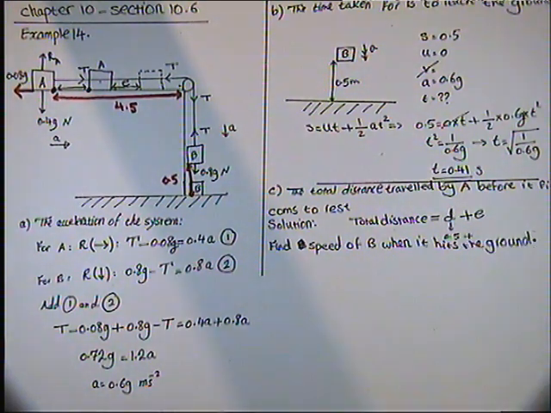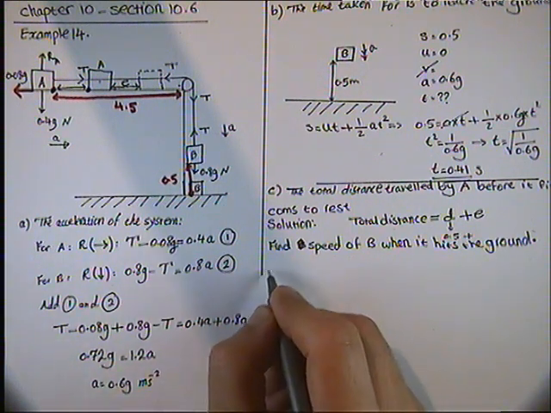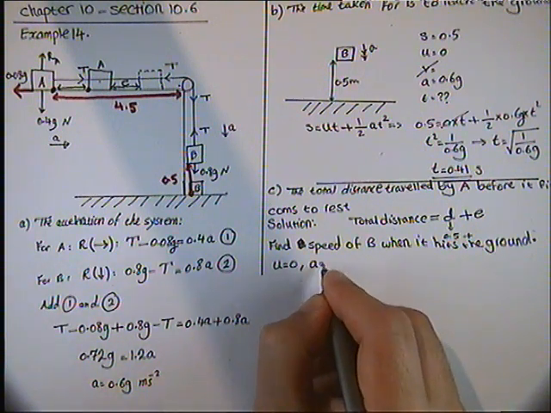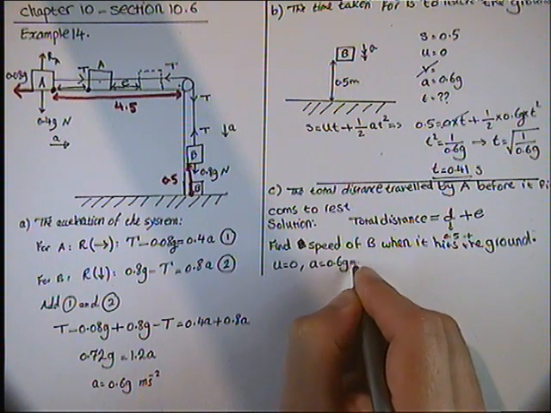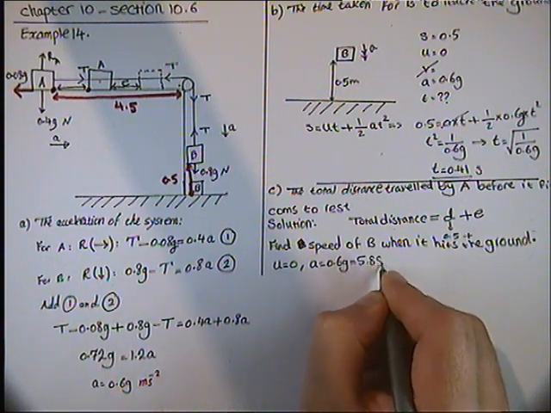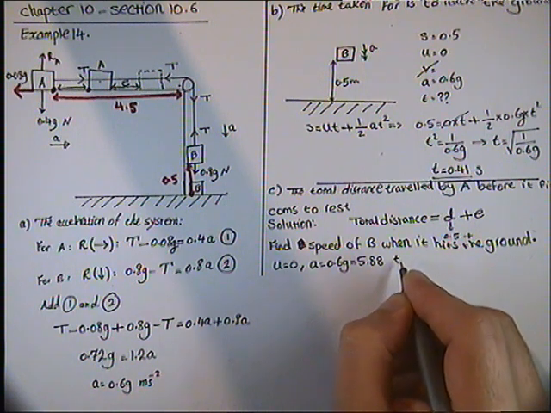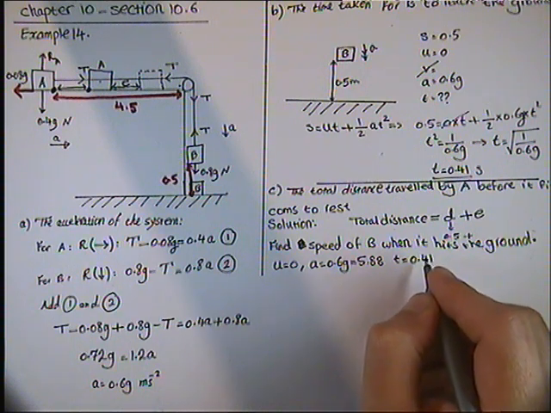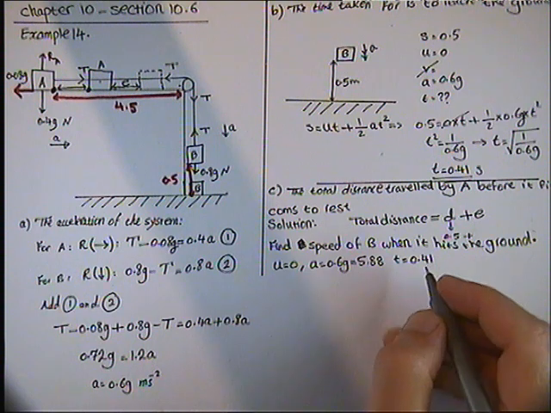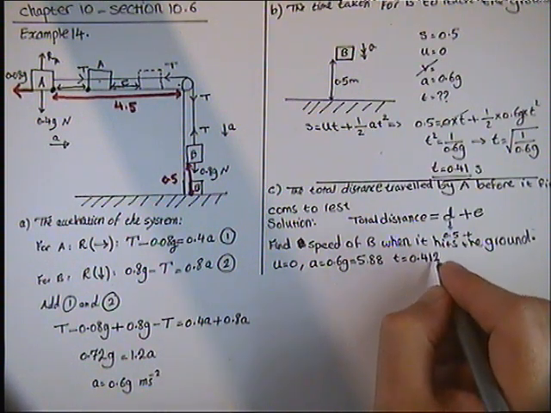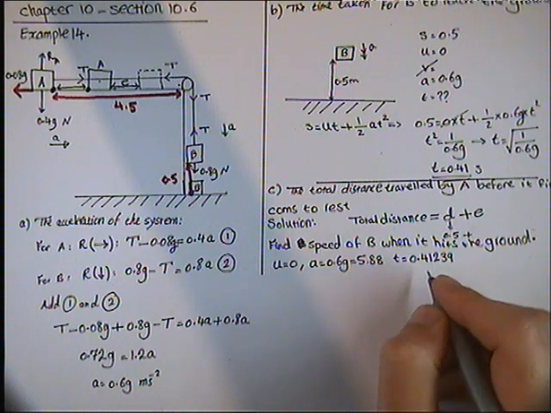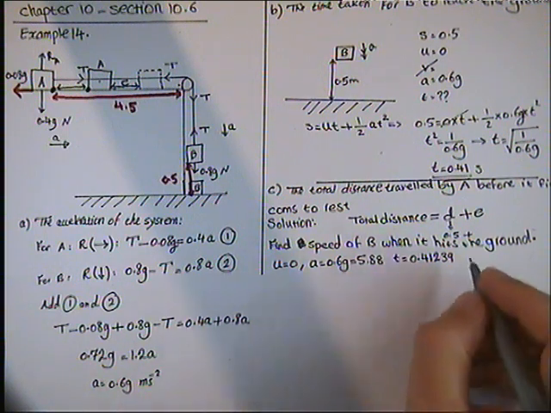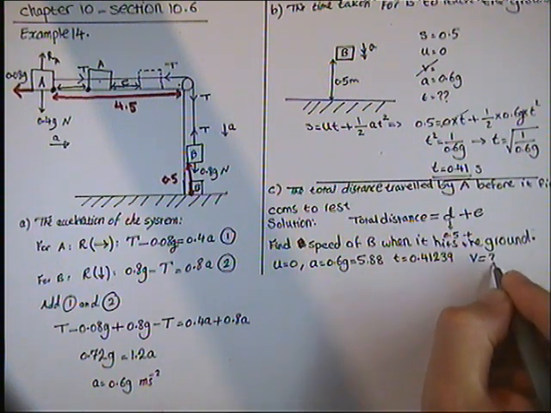Okay, let's write down all the information for b. Initial velocity was equal to 0. Acceleration was 0.6 g or 5.88. T is equal to 0.41, so it was 4.1239. For more accuracy, we can use the whole number rather than the rounded one. And we want to work out velocity.